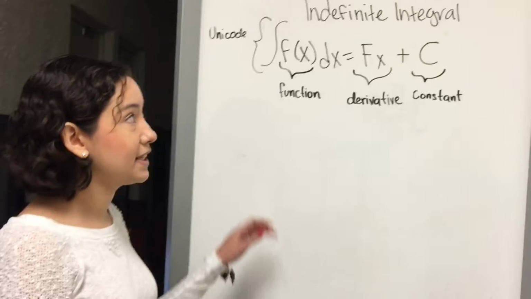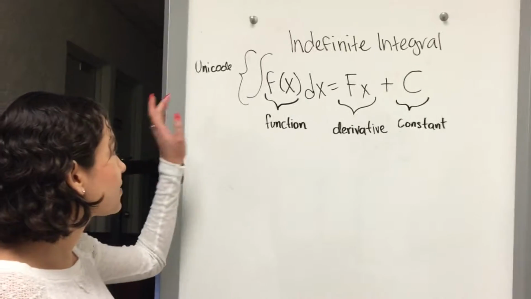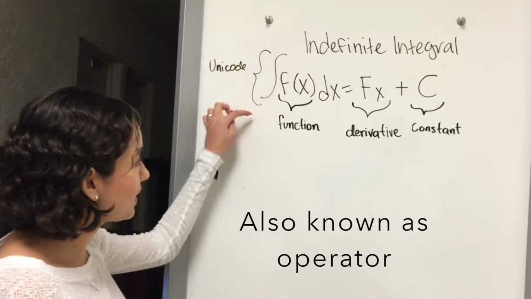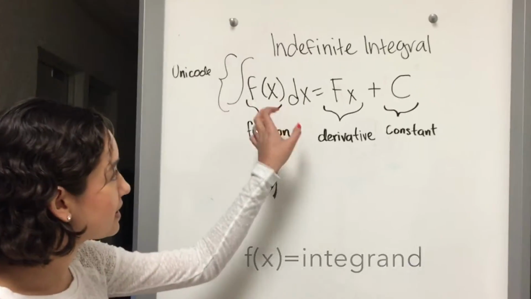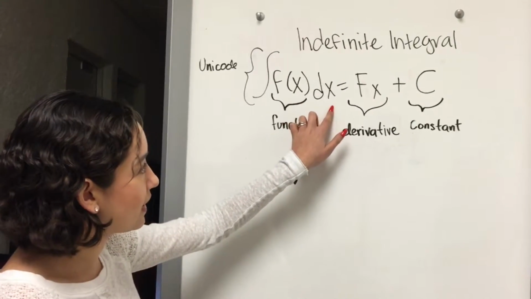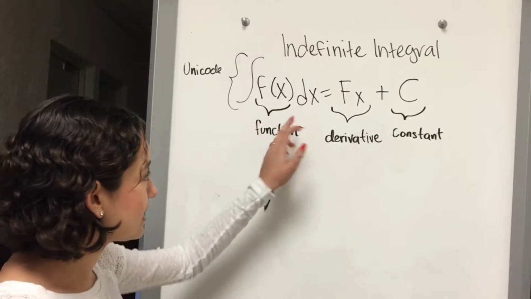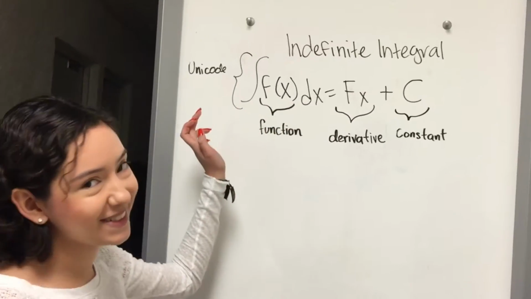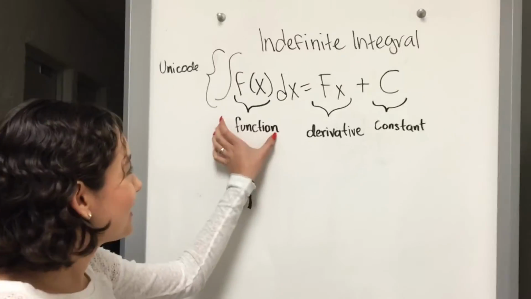This represents the indefinite integral. It starts with the integral symbol. Then we have the function plus the differential of x, and it's the same as the derivative of the function plus the c.